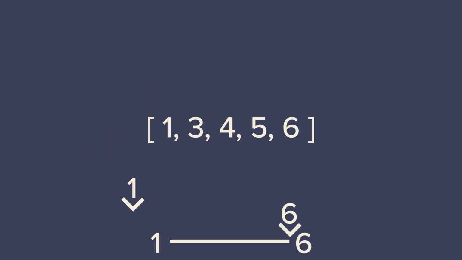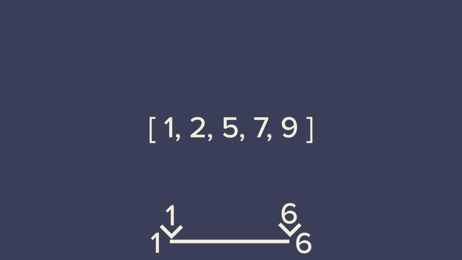If the array is 2, 3, 4, 5, 6, the smallest missing number is 1. And if the array is 1, 2, 5, 7, 9, the smallest missing number will be 3 because that is the first positive number not present.